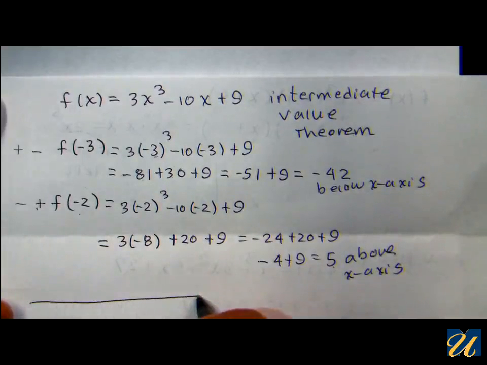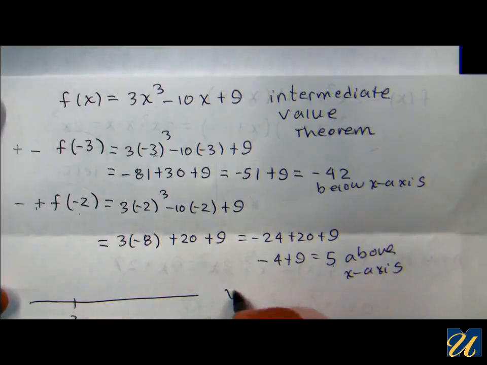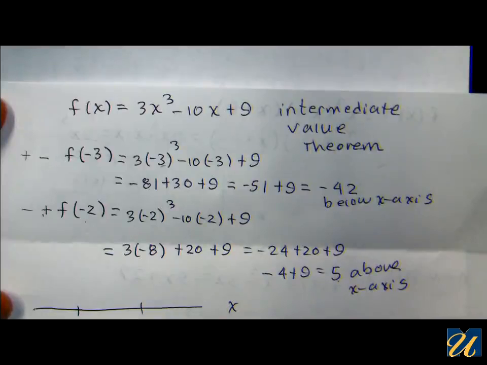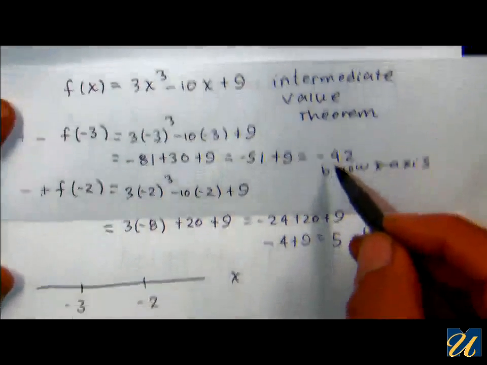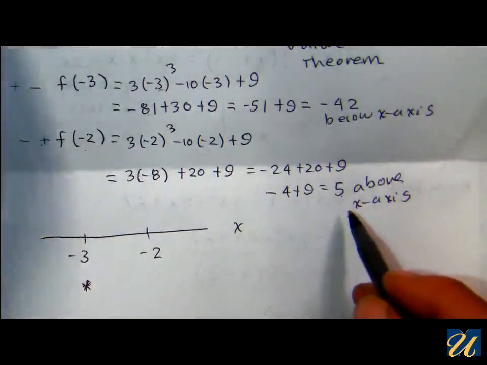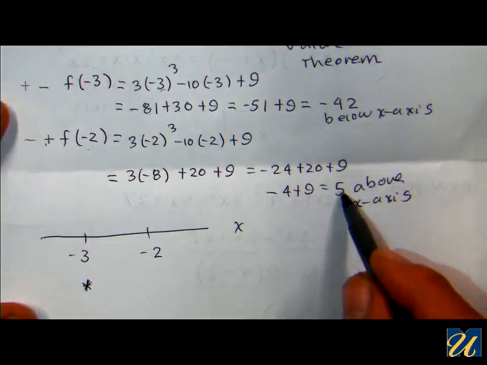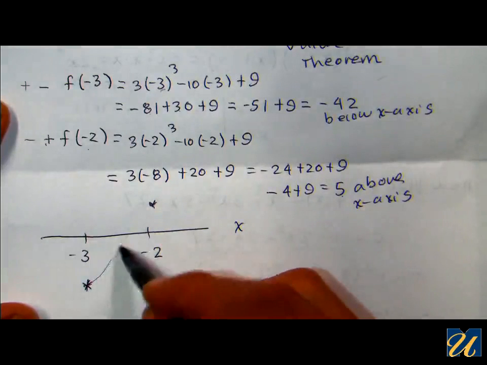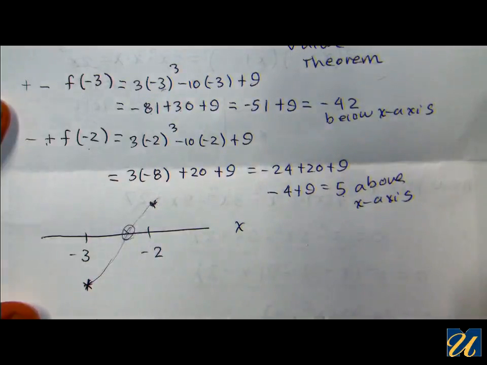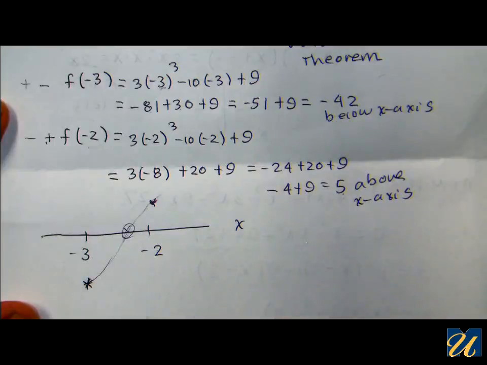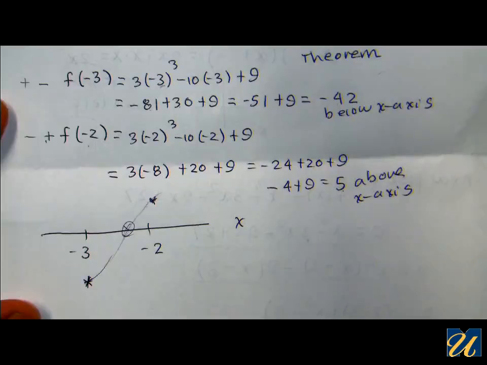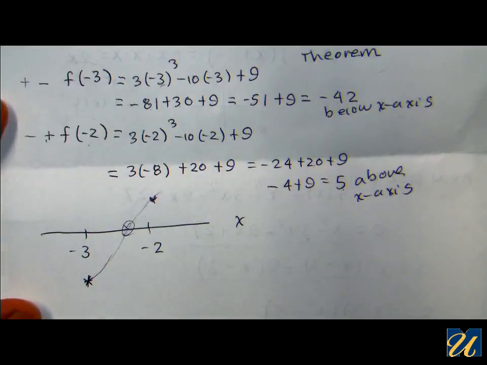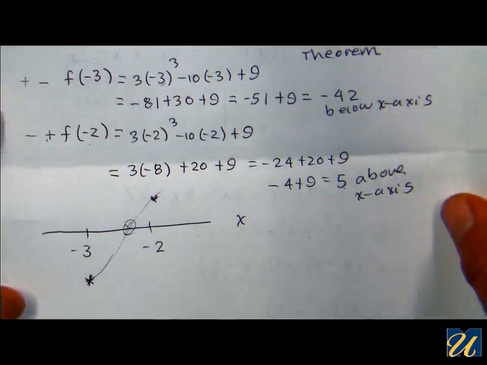So on the number line here, if we are at negative 3 for x and negative 2 for x, at negative 3, we are below the x-axis, turns out negative 42. And if we are at negative 2, we are above the x-axis, turns out at y-coordinate 5. So the only way to smoothly connect this value to this value means that you must have crossed the x-axis somewhere in between x equals negative 3 and x equals negative 2. That's the intermediate value theorem. We don't know where it crosses the x-axis. We simply know it does. That's why it's called an existence theorem.